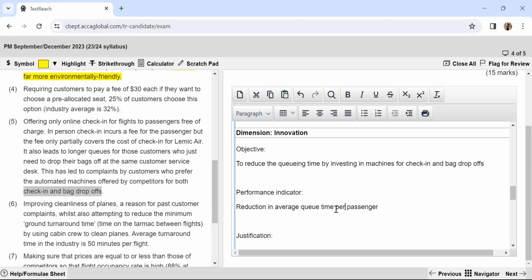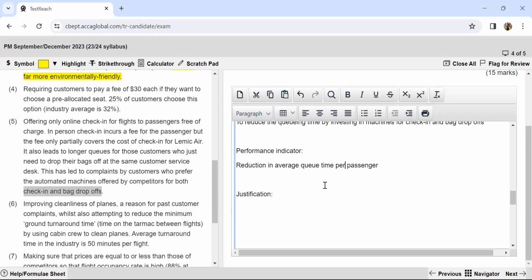Per passenger. So how much one customer has to wait in the line, that time can be compared, and if it is a reduction, that means we have been able to successfully meet our objective. Then how do we justify this? So see, it is very important to invest in innovative processes because this thing is causing complaints. And if people are going to remember that this was the problem that they faced, so probably they are not coming back to Lemic Air.